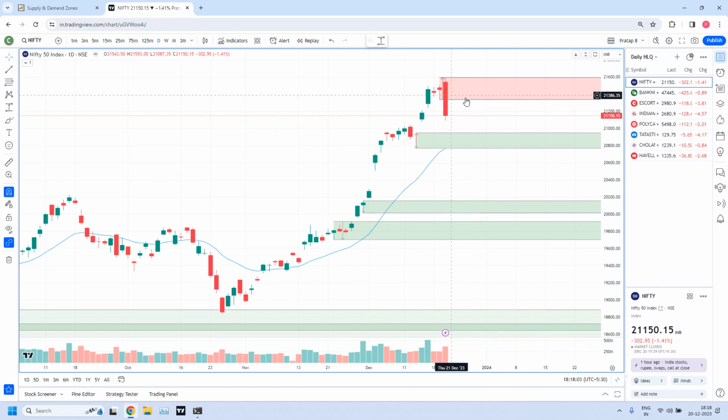But this is going to be a counter trend trade, high liquidity supply zone, if this demand zone is violated. You have to remember that point. Okay, this is a brief analysis about Nifty 50 based on the current action.